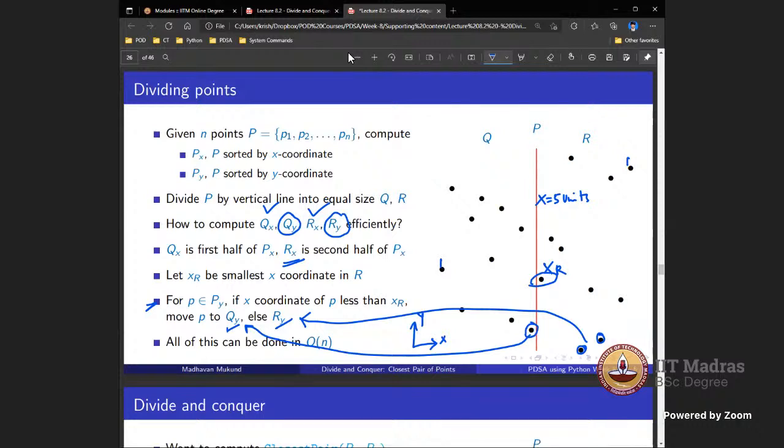Also, one more thing we have to know: whatever is in PX and PY is already in sorted order. So whatever we take from them one by one will also implicitly come in sorted order, naturally. If you take the first element in RX, that will be XR.